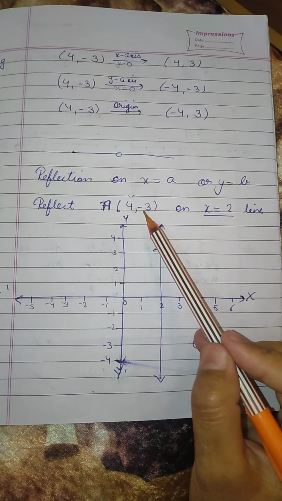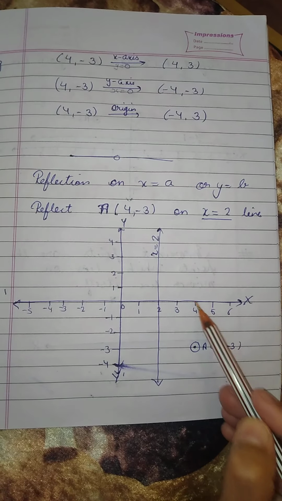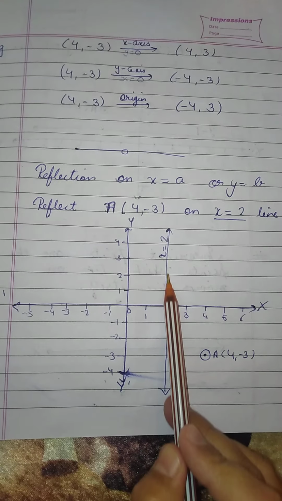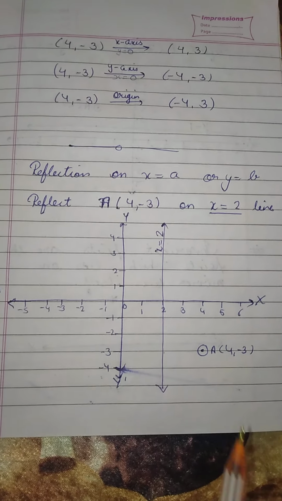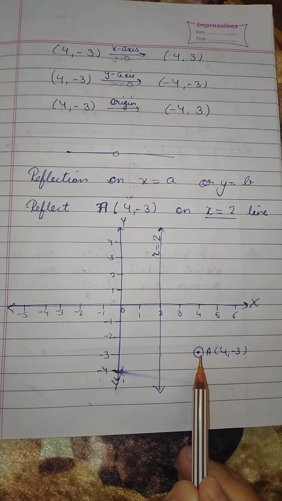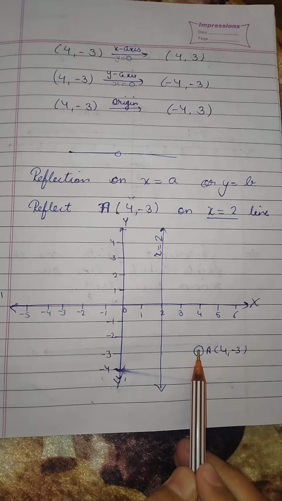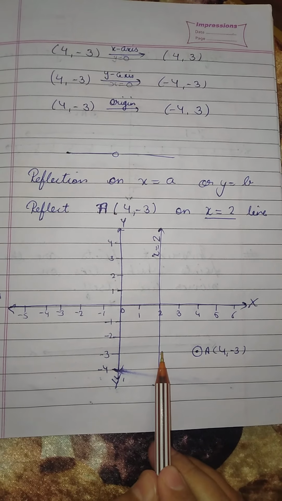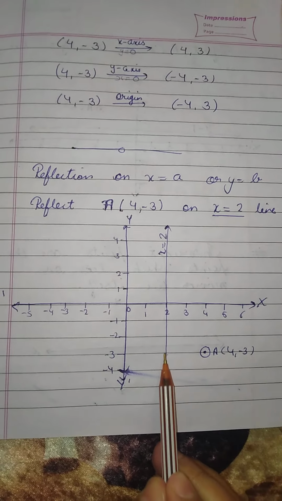The point (4, -3), plot it now. If x = 2 is the mirror line and the object, the point, is lying here, where will the image be seen? The image will be seen inside the mirror. And how far away? As far away as the point is from the mirror line.